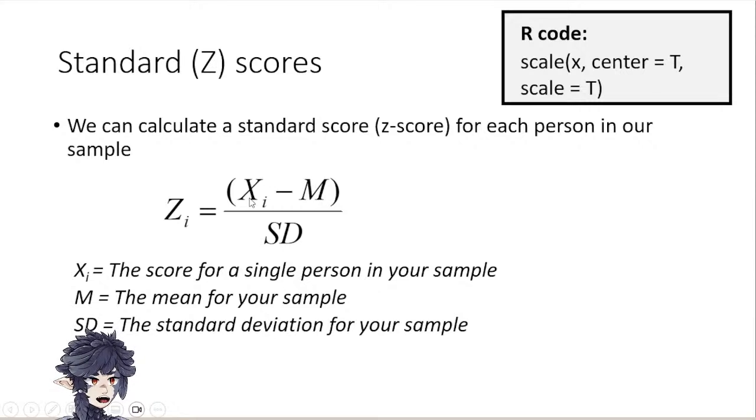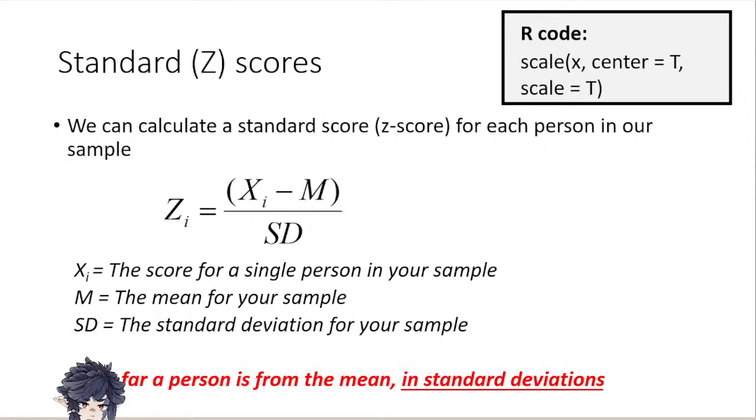That would go here. And this top part, the numerator, allows us to see how far above or far below the mean our person is, in this case, Kikoru. The bottom here is the standard deviation of our sample. So this top part is just saying, are you above or below? And the bottom is helping us figure out how far above or how far below you are.